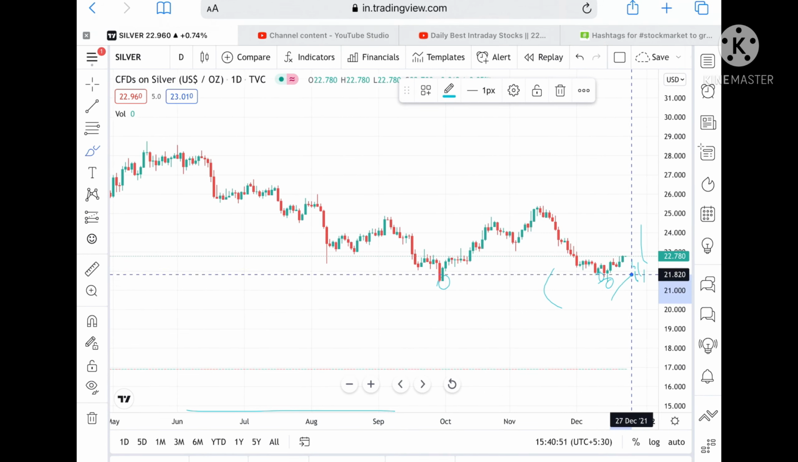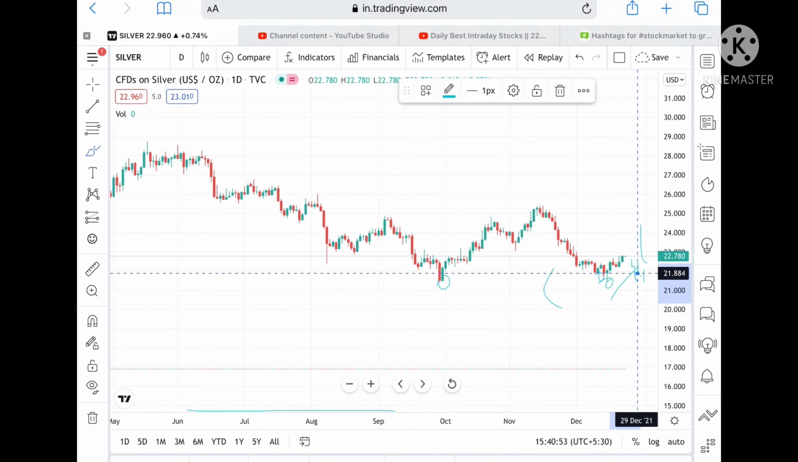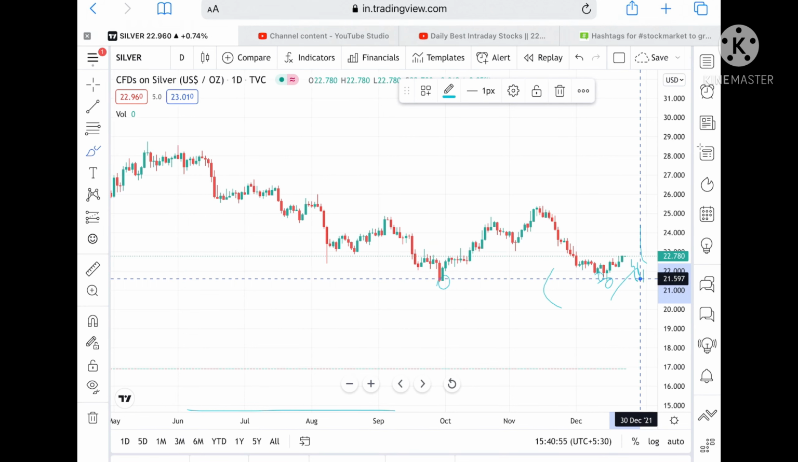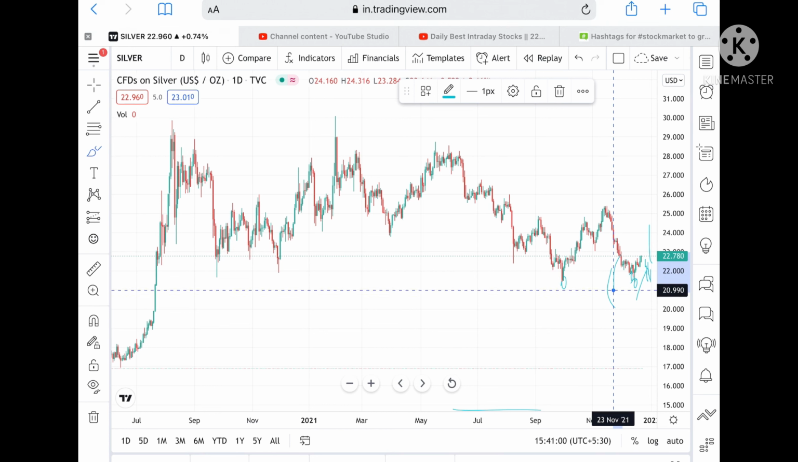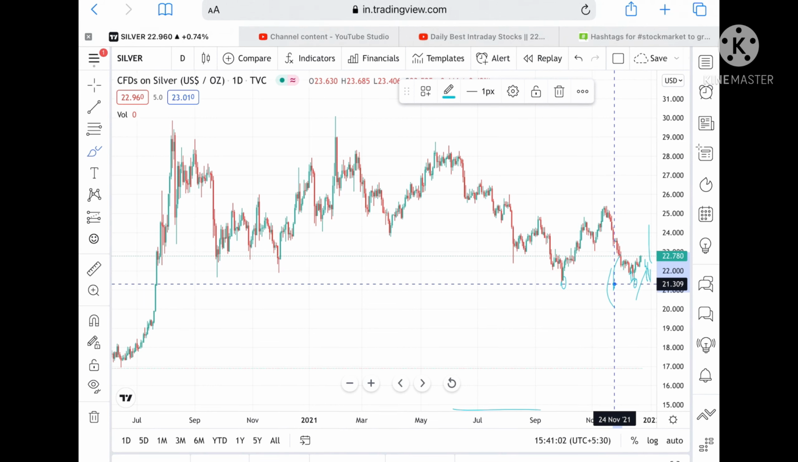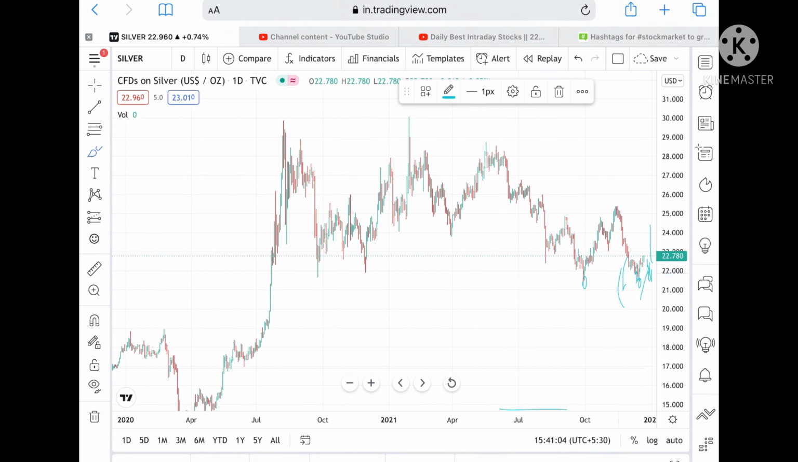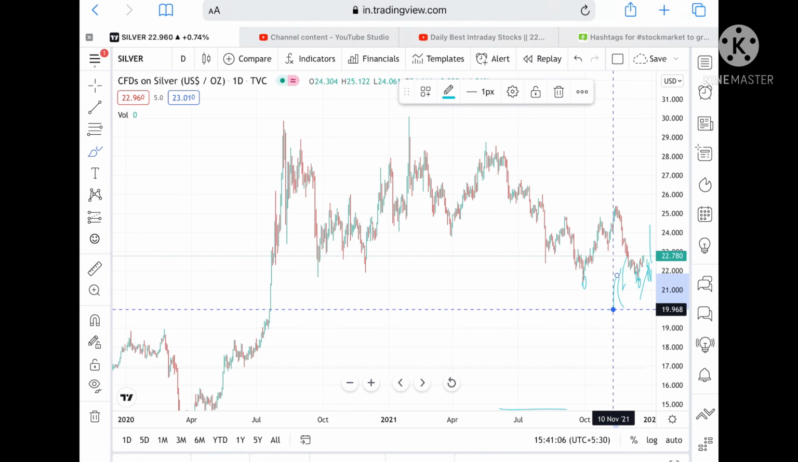If the price of silver moves below a level of 21.884, then the probability is very high it can touch a level of 21.501, and from there it can go further low to a level of 21.309. Once it crosses this level, the probability of reaching 19.968 is very high and it can touch this level.